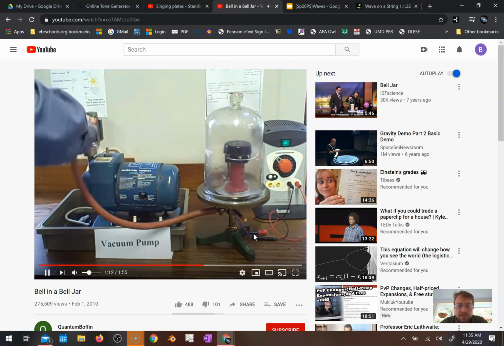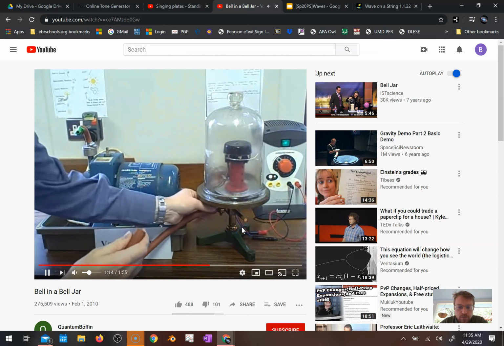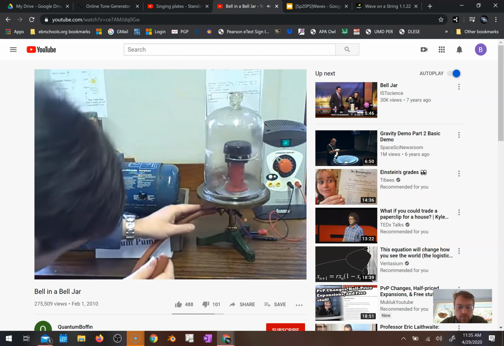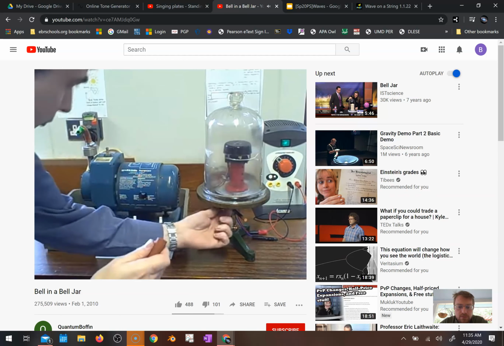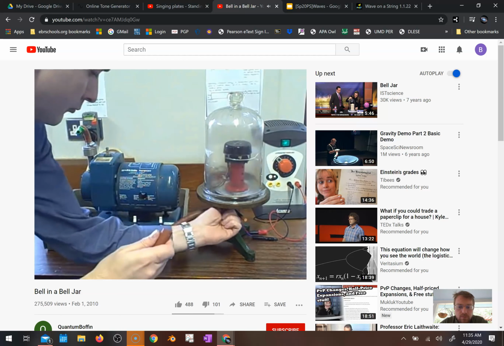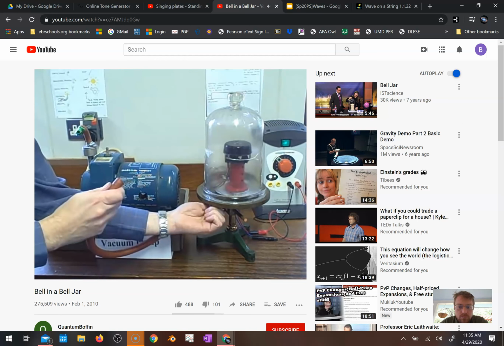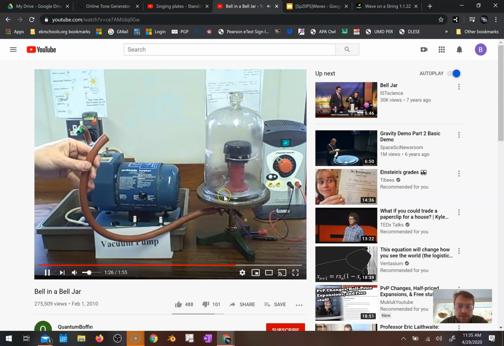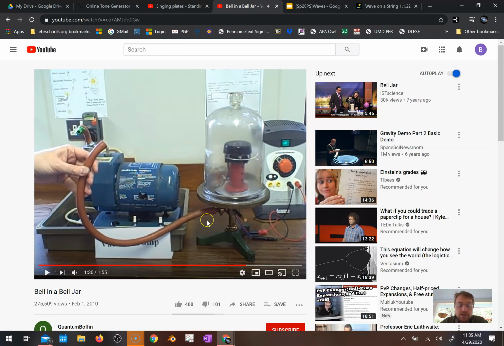And there must still be a little air left in there because you can kind of hear it. You can figure out how to turn the valve. And there's air going back into the chamber where the bell is, and now we can hear it again. So there's an example of a mechanical wave requiring a physical medium to travel through. If we take all the air out of there, you're not going to hear the sound. So like in the vacuum of space, you're not going to have any sound waves anywhere.